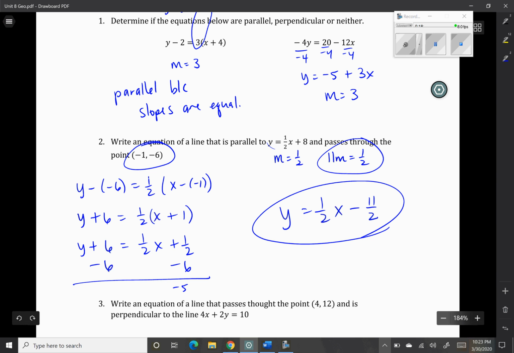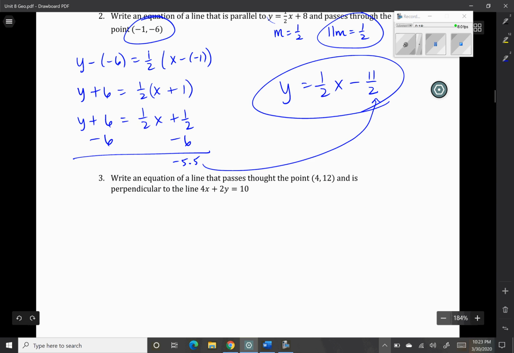If you get -5.5 and you wrote that here, that's totally cool with me. Just leave it. It's okay. Don't erase it. Let's take a look at 3.